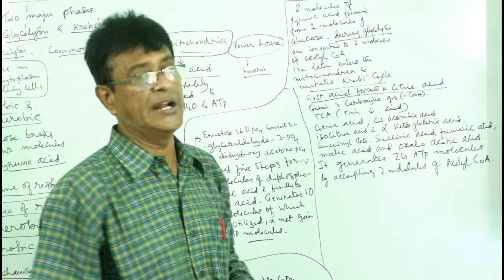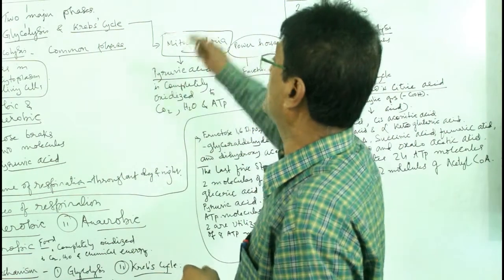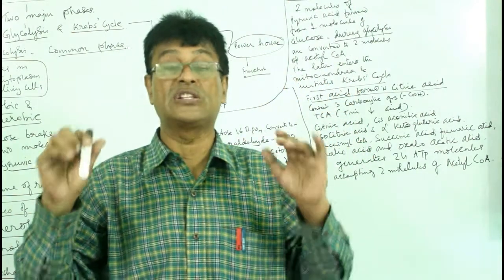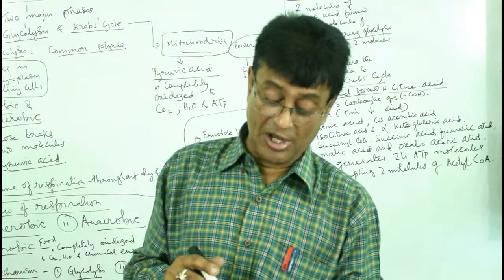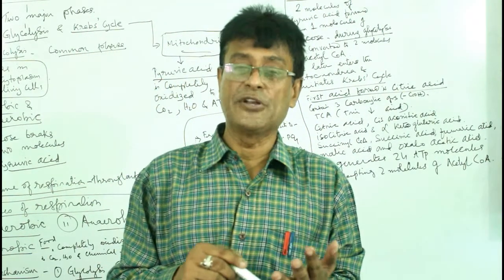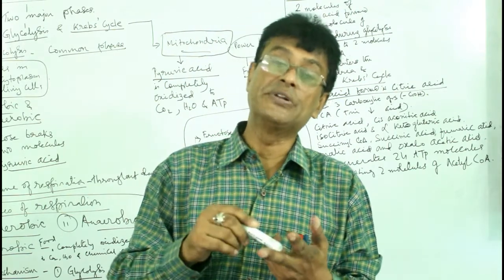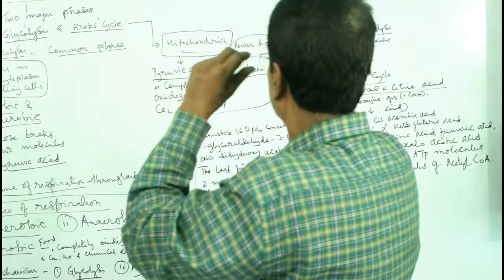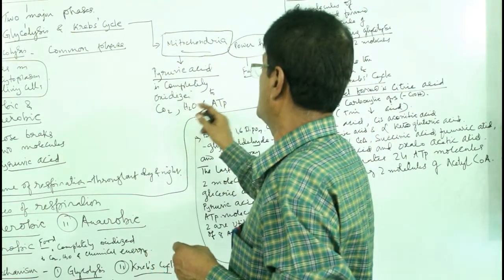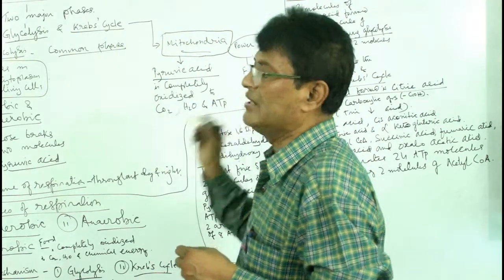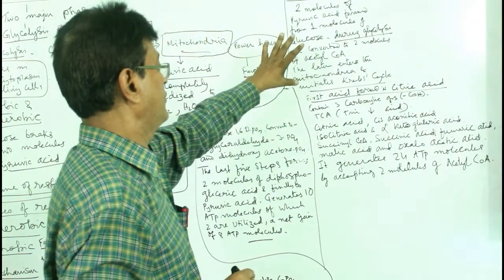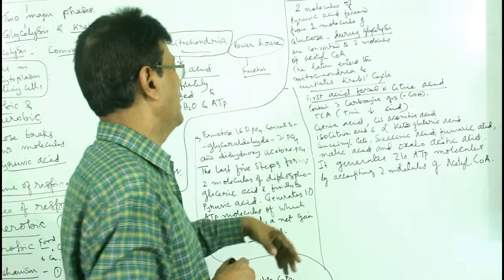I told you that the Krebs cycle occurs in the mitochondria, which is also known as the powerhouse of the cell, because its function is to produce energy, store energy and utilize energy. In the mitochondria, the pyruvic acid is completely oxidized to form carbon dioxide, water and ATP. That is done in the Krebs cycle.